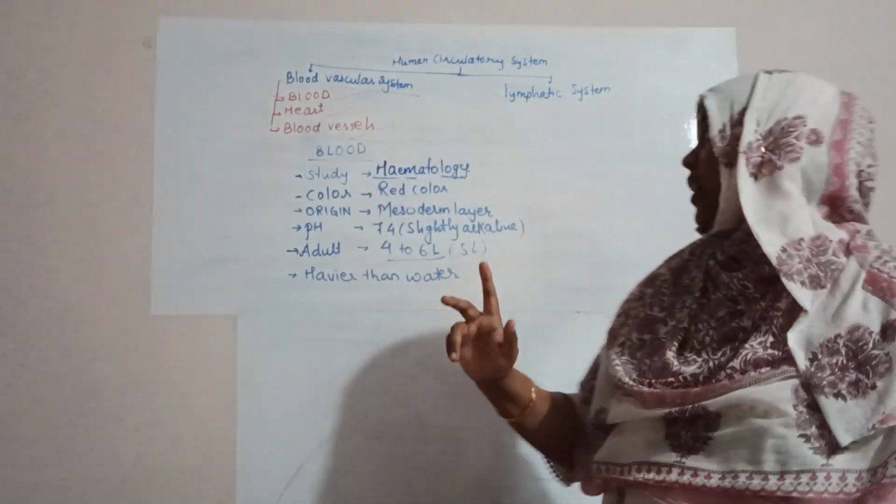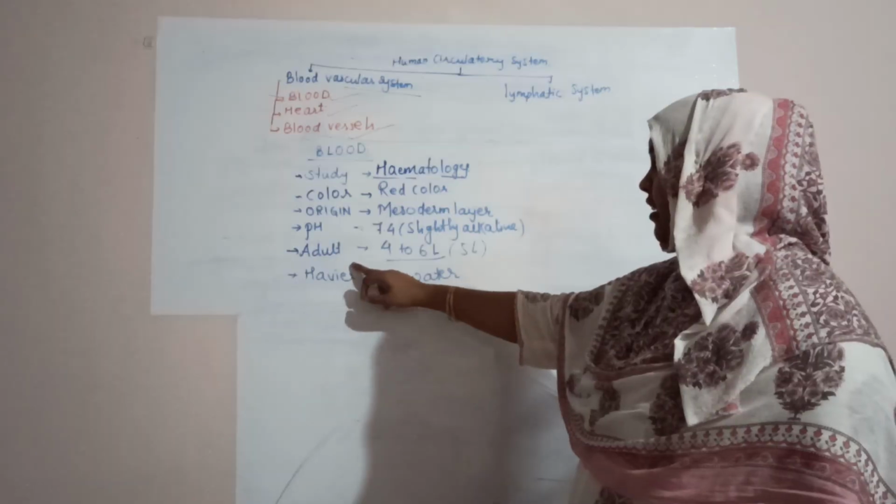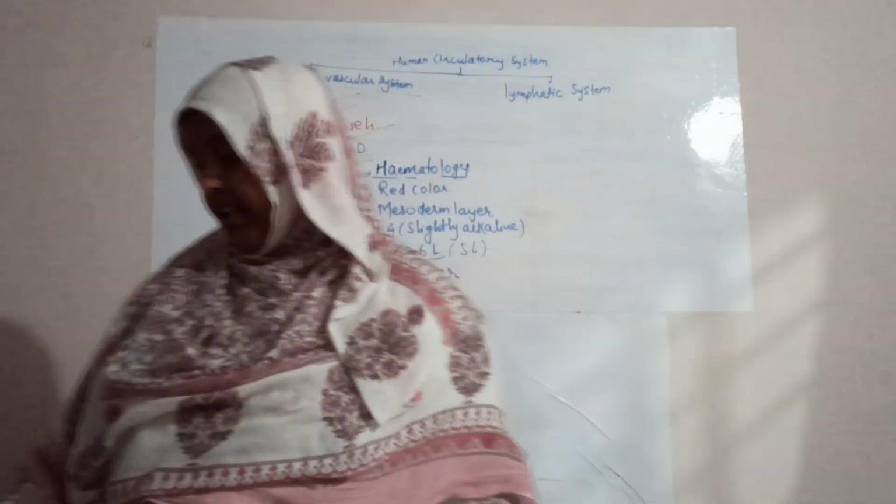The study of blood is hematology. This point, origin, is also important. The pH, and the adult volume range. It is 5 liters that is present. Okay.